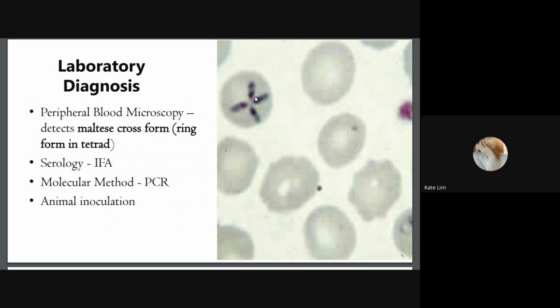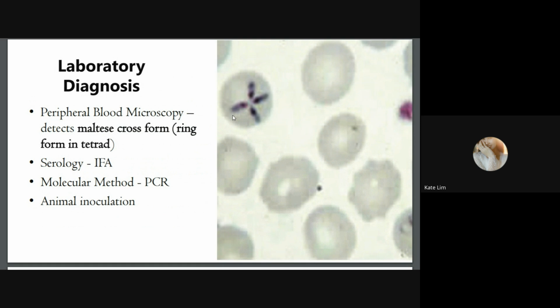This is a very unique pattern. So this unique pattern is actually a dead giveaway for Babesia infection. So if you see this, especially in Babesia microti, so if you see this Maltese cross form, think of Babesia. In addition to the Maltese cross, you'll also see ring forms similar to those in malaria. But again, the difference between your Babesia and your malaria is Babesia lacks the schizonts and gametocytes.